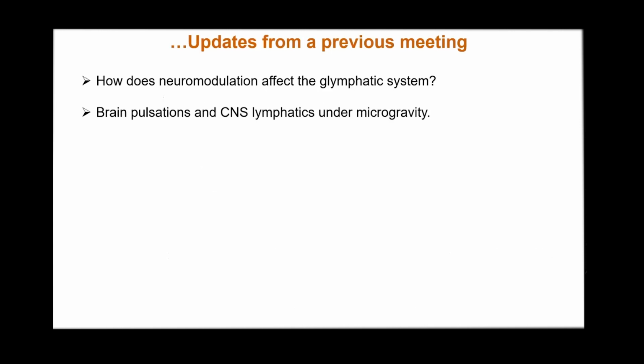This is another area that hasn't been investigated, whether certain neuromodulation paradigms like transcranial magnetic stimulation or direct current stimulation would have an influence or would alter the lymphatic system.